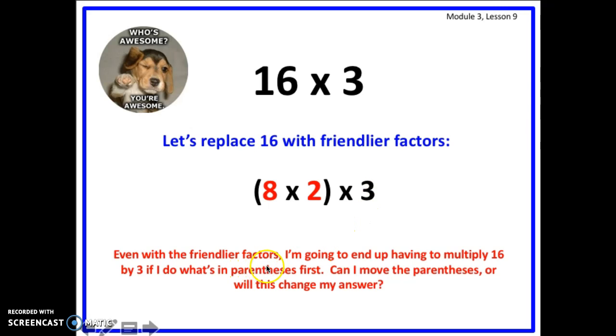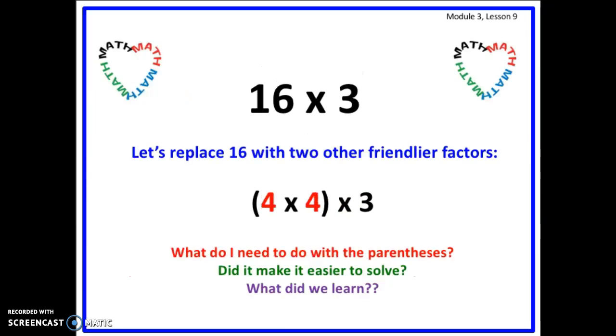But even with the friendlier factors, I'm still going to end up having to multiply 16 times 3. Because if we multiply this, we'll get 16, and then we'll be stuck with the 16 times 3. So because we have the same order of operation, we can move our parentheses around to find the answer easier. Let's take a look.